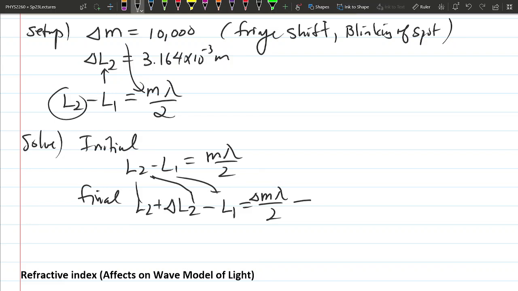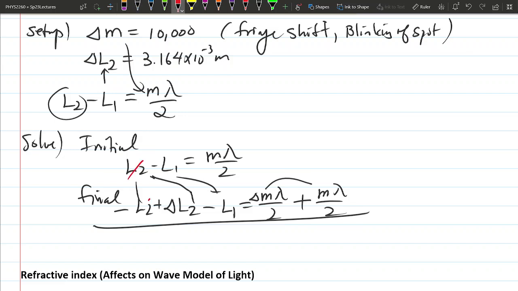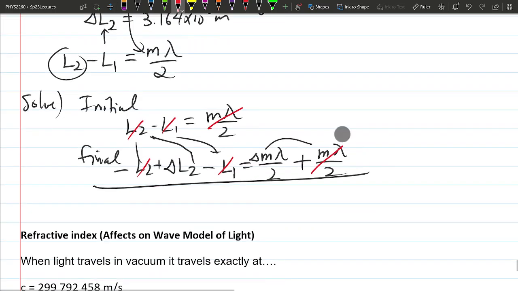Okay, subtract these two equations. That's what happens when we translate mirror number 2 by some distance delta L. If we subtract these two equations, the L's subtract with each other, L1 and L2 both subtract, and m lambda over 2 also subtracts. And the equality here will be just delta L2 equals delta m lambda over 2. You can solve this whichever way you want.